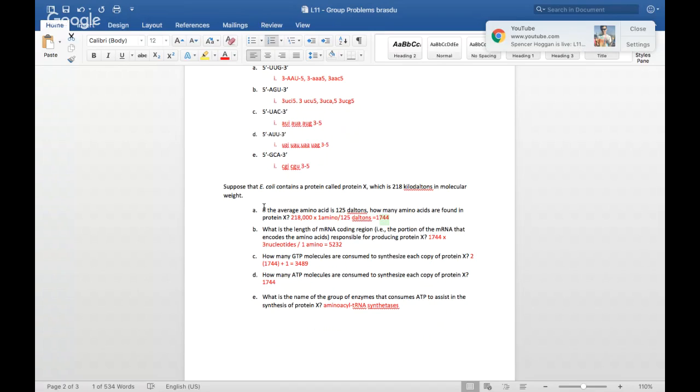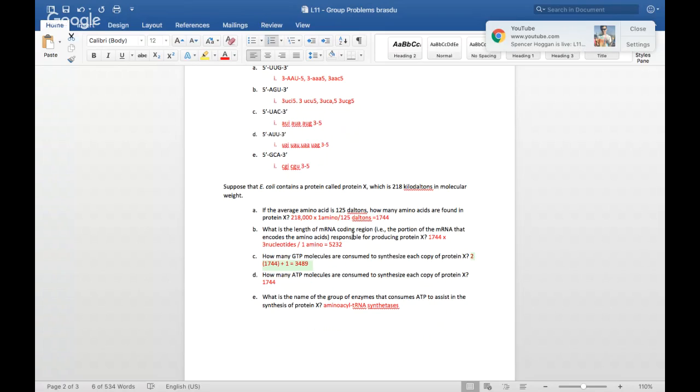For B, what is the length of mRNA coding region responsible for producing protein X? So you'll take the answer from above, 1744, times 3 nucleotides divided by 1 amino acid, which will give you 5,232. Next, we'll go to C, which says how many GTP molecules are consumed to synthesize each copy of protein X. So what you'll do is you'll have 2 times 1744, which is your first number that you had, plus 1 equals 3489.